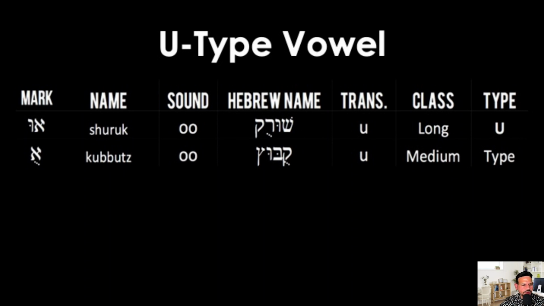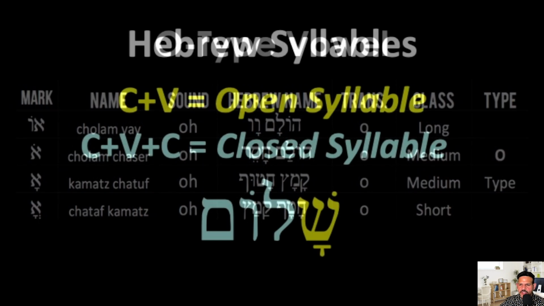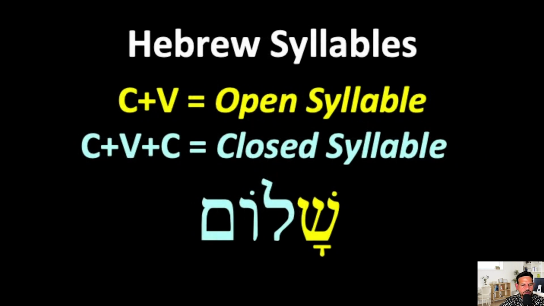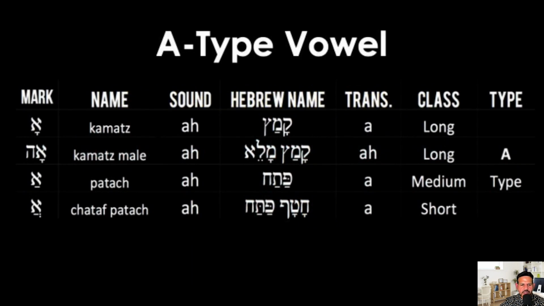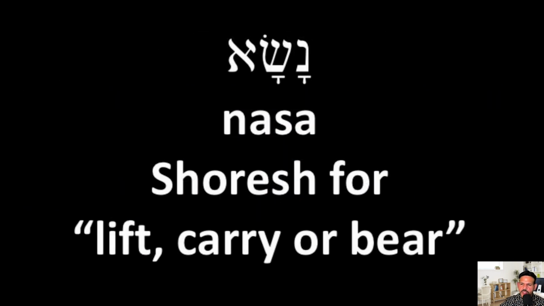We'll go a little further and see if we have a shuruk or the cholam in one of our words. And actually, we did have the cholam vav in shalom. In this case, we're only working with the A vowel here, the kamatz. And that is the first kamatz we see under letter nun if we're reading from right to left. So we have the root: the nun, the shin, and the aleph.